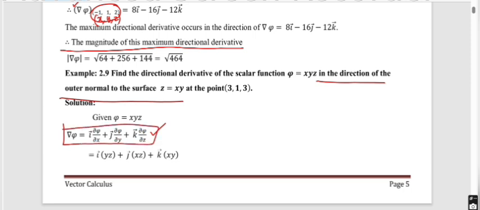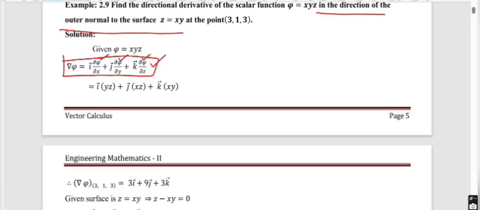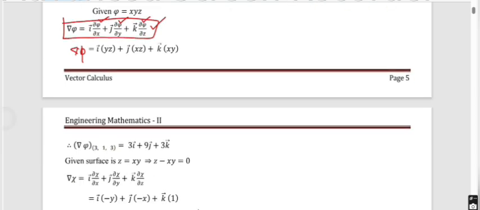Here we want dou phi by dou x, dou phi by dou y and dou phi by dou z. We find all these three values, substitute, and del phi equal to i vector into yz plus j vector into xz plus k vector into xy. Then we find del phi at this given point 3, 1, 3. Here we have y is 1, z is 3, so 3i vector plus x is 3, z is 3, so 3 into 3, 9j vector plus k vector into x equal to 3, y equal to 1, so 3k vector. This is the del phi.